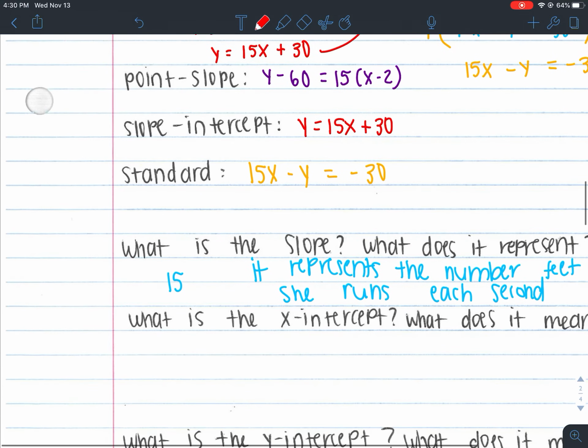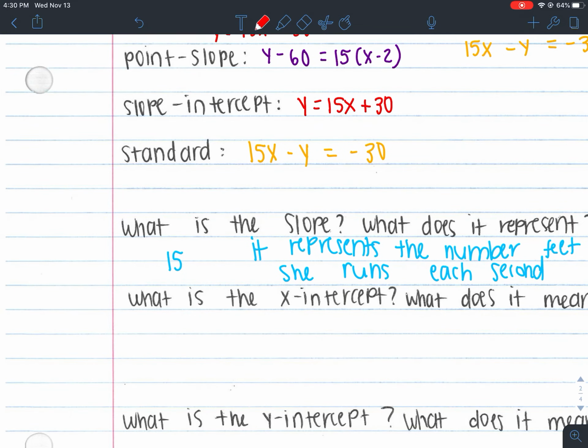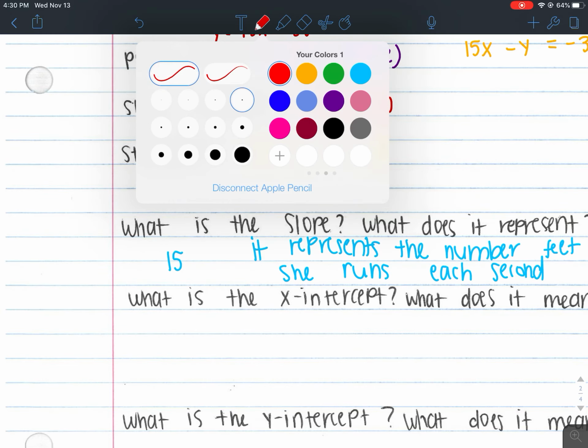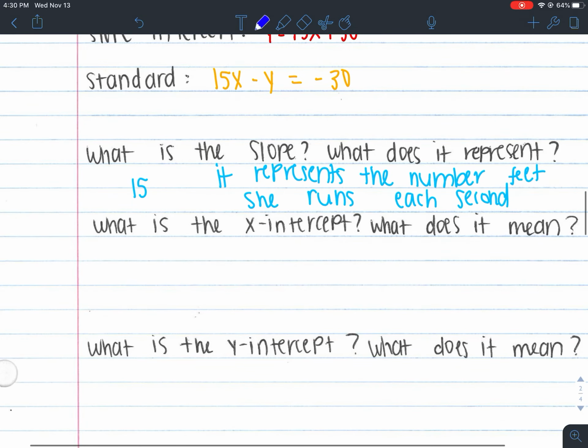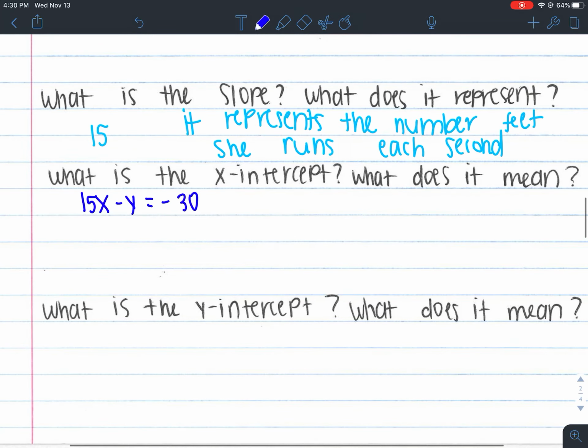So normally when we are asked to find x-intercepts and y-intercepts, we typically like to use standard form. So let's go ahead and pick our standard form equation for this. This is the one I want to use: 15x minus y equals negative 30.